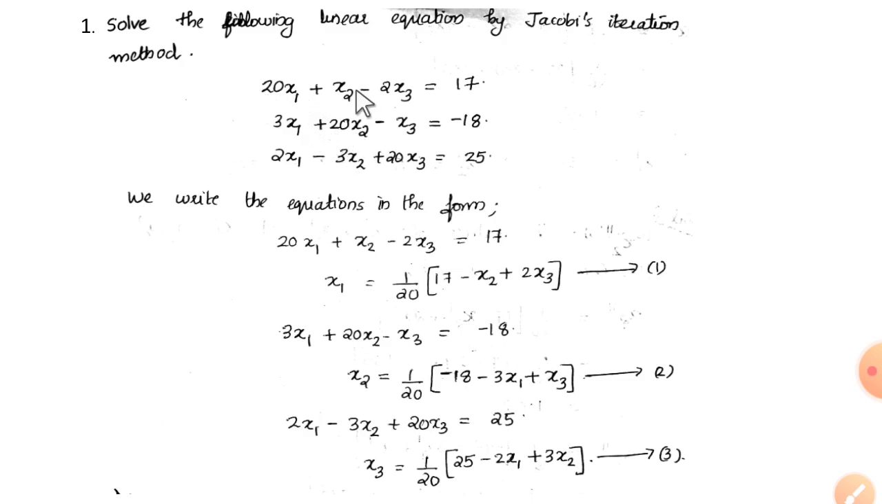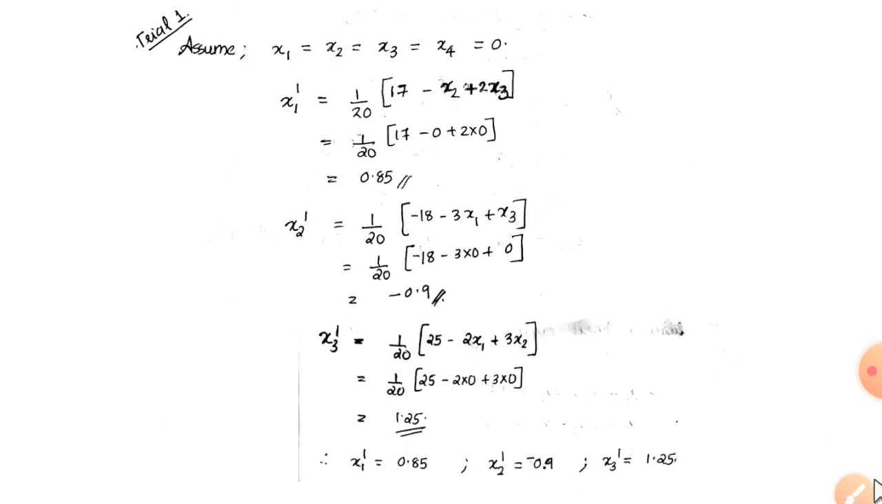Here, the first equation can be written in the form x1 equal to 1 by 20 into 17 minus x2 plus 2x3. Let it be equation 1. And from here you can write x2 as 1 by 20 into minus 18 minus 3x1 plus x3, equation 2. And from here you can write x3 equal to 1 by 20 into 25 minus 2x1 plus 3x2. Let it be equation 3.